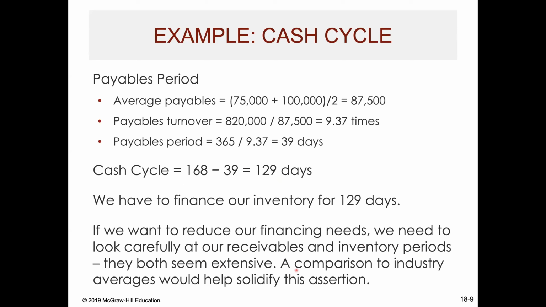What we'd want to do is compare our company to industry averages. And that would help us to understand, are we better than our industry? Are we worse than our industry? And if we're worse, then certainly we would want to look at that and see what we maybe could change so we don't have to finance our inventory for 129 days.